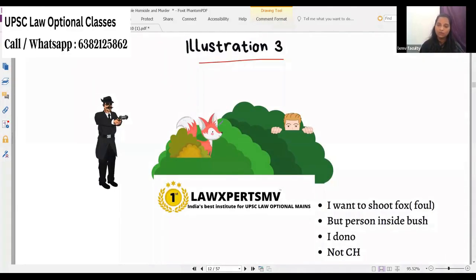Actually, there is a fowl hiding behind the bush. I wanted to go and hunt a few fowls. So I saw it and I shot it dead. But unfortunately, there is another person hiding behind the bush, and I don't know that he is there. So by mistake, I shoot him and he is dead. This is not culpable homicide because I don't have any intention to kill here. So why are these illustrations given? Because they show you the importance of mens rea for culpable homicide.